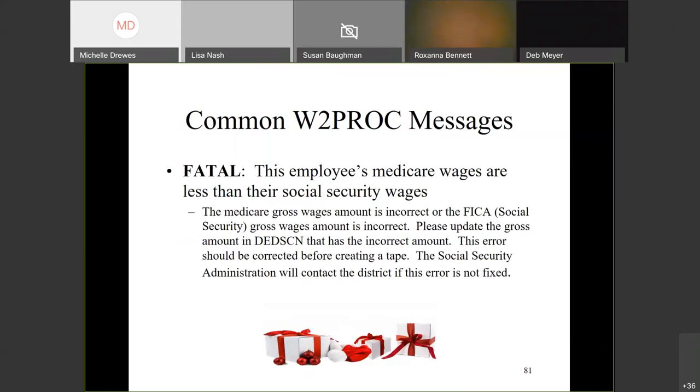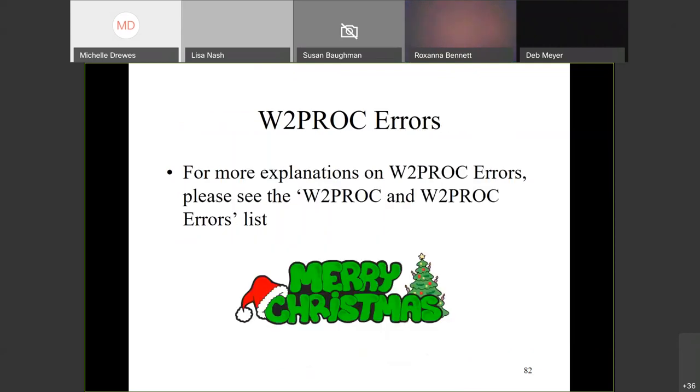And then if they do need help, the Social Security Administration will contact the district if the error is not fixed. So I guess it probably will send it through, but then they will get a call. So if they do get the fatal, make sure that's corrected, and then rerun W-2 proc to make sure that falls off. If we have a list or documentation for more explanations, we have the W-2 proc errors. It's on the W-2 proc and W-2 proc error list. So I do have that included if they need more explanation.